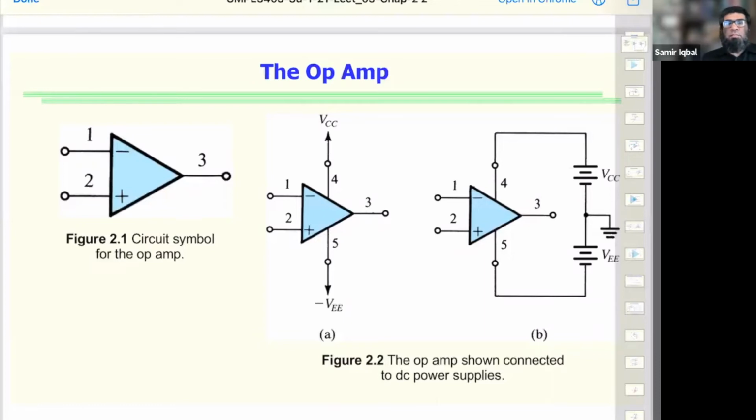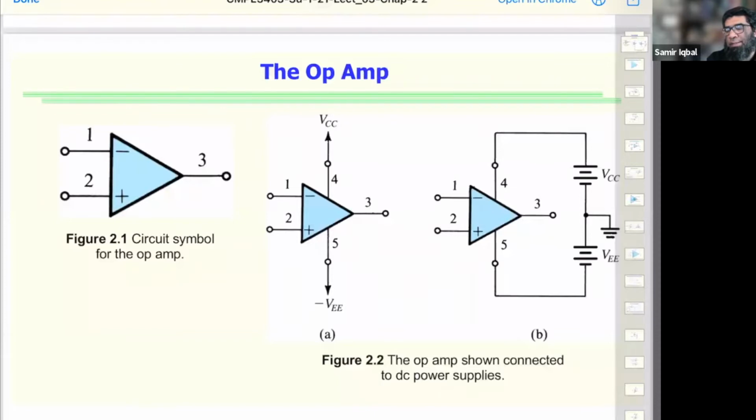In reality, an op-amp is made up of a bunch of transistors, about 20 transistors that go into that. But we will treat it as a block. We will look at an op-amp as a block and look at the operational details and calculate its behavior. There are three terminals to an op-amp.